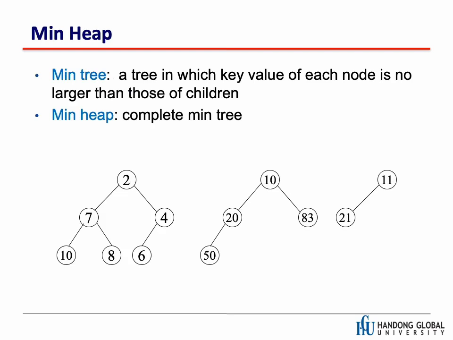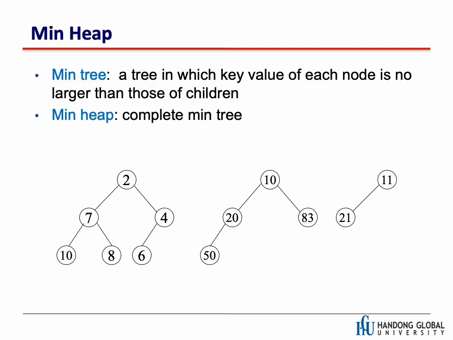And the min heap is exactly the opposite of max heap. Let's talk about the min tree first. Min tree is a tree in which key value of each node is no larger than those of children. So in this example, 2 is smaller than 7 and 4. 7 is smaller than 10 and 8, and 4 is smaller than 6.